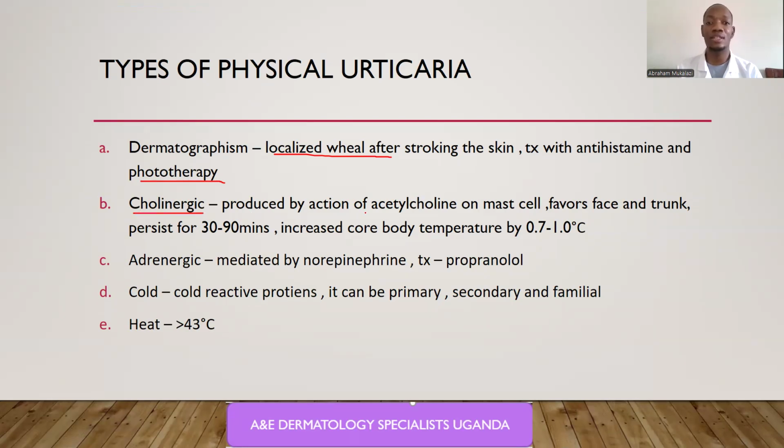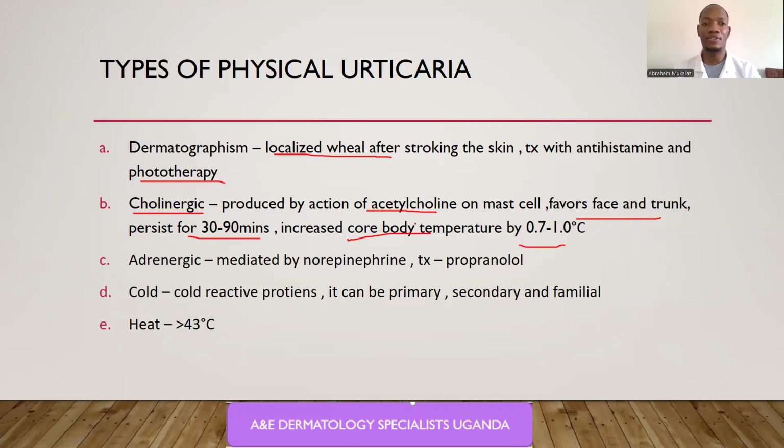Then cholinergic, usually this is produced by the action of acetylcholine on mast cells. And most of the time, it favors the face and the trunk. And it can persist for about 30 to 90 minutes. After that, the lesions will disappear. And usually, it's associated with increased core body temperature by 0.7 to 1 degrees Celsius.